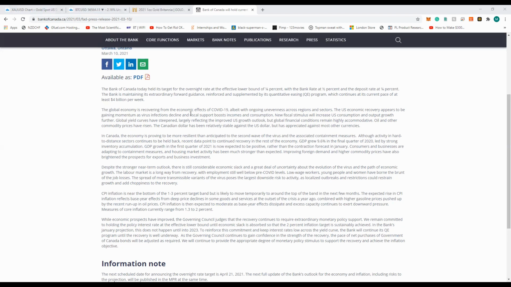across different sectors, the global recovery of the world economy from the effects of COVID-19 still has unevenness across regions and sectors. Now, the US economy recovery seems to be gaining momentum and it is clear that virus infections are declining, and fiscal support, which means more quantitative easing again, has come in to the US for incomes and for consumption. So stimulus packages and also for people to be able to purchase. So this is propping up the economy, coupled with the low interest rates from the Federal Reserve and every other central bank around the world.